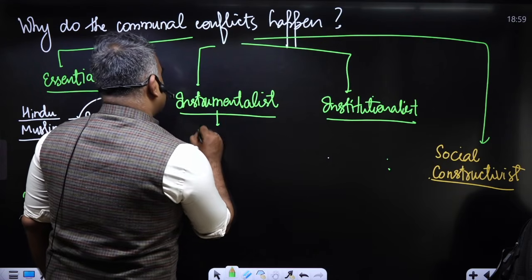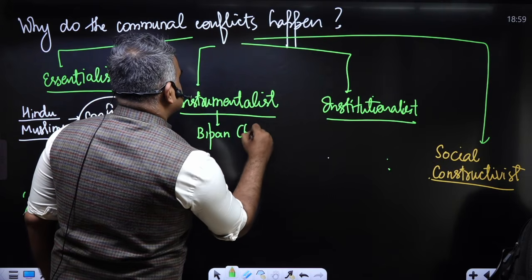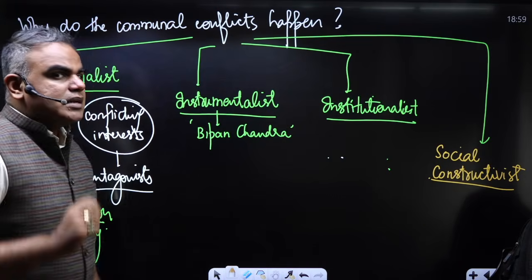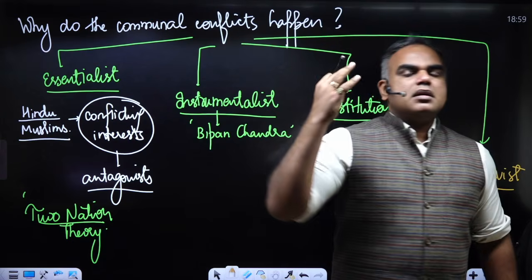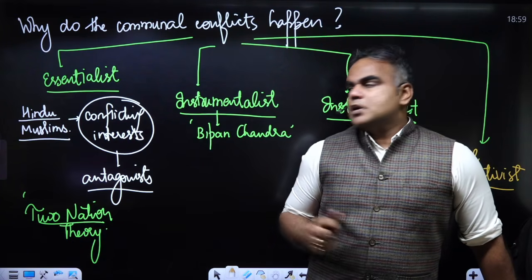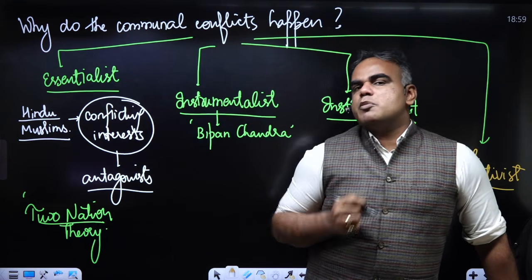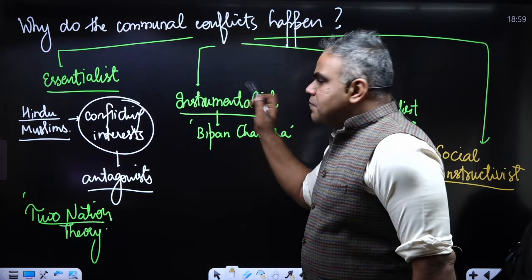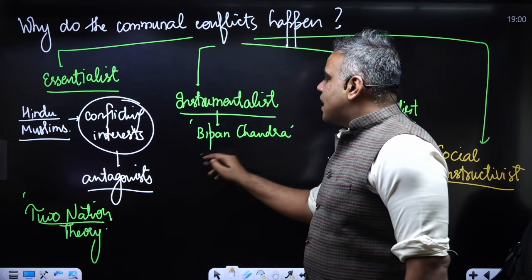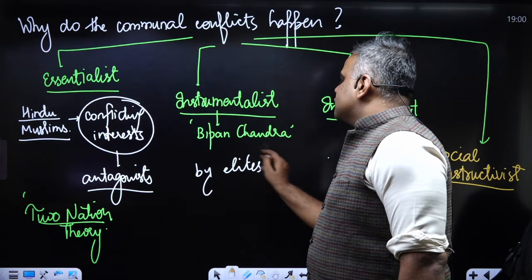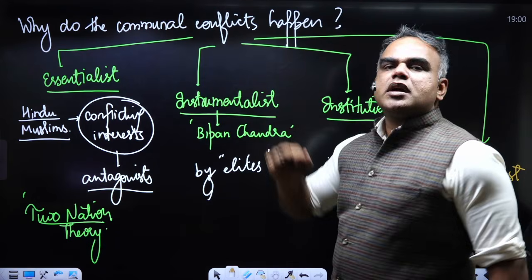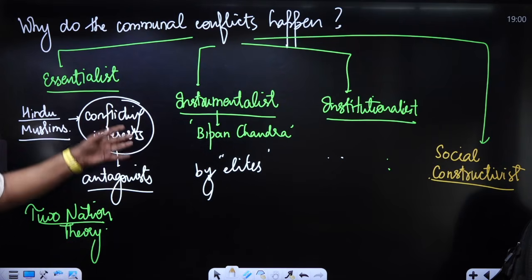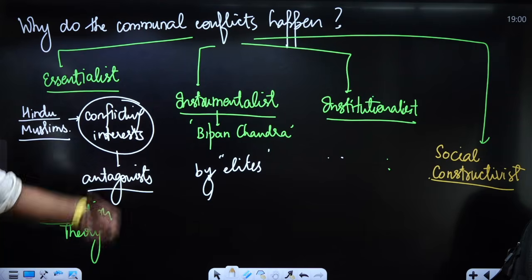Now the instrumentalist perspective is what we see in Bipin Chandra's analysis. And the moment you see the term instrumentalist, we've already seen its meaning. Think of the instrumentalist theory of state, relative autonomy theory. This perspective says that people themselves are not communal. People by default are not communal. People are used as an instrument by certain elite sections, and this is what causes a communal conflict. People really don't want to fight per se, they don't have this inclination, but they do so because they are mobilized by certain elites.